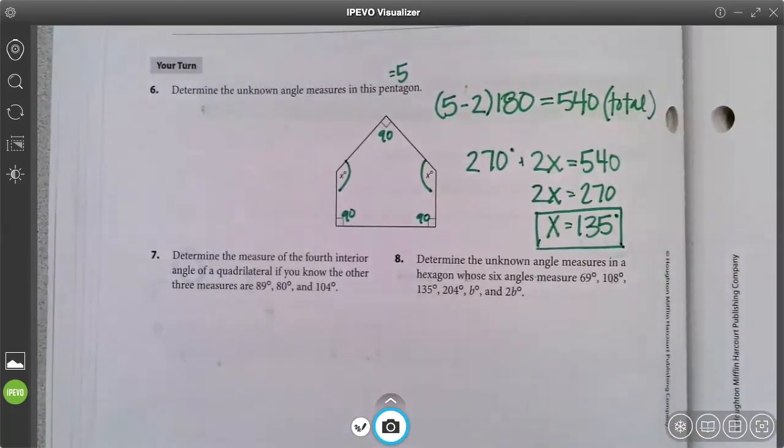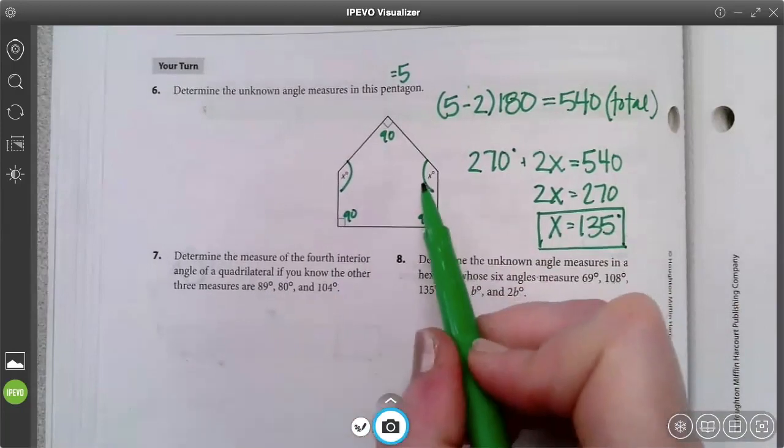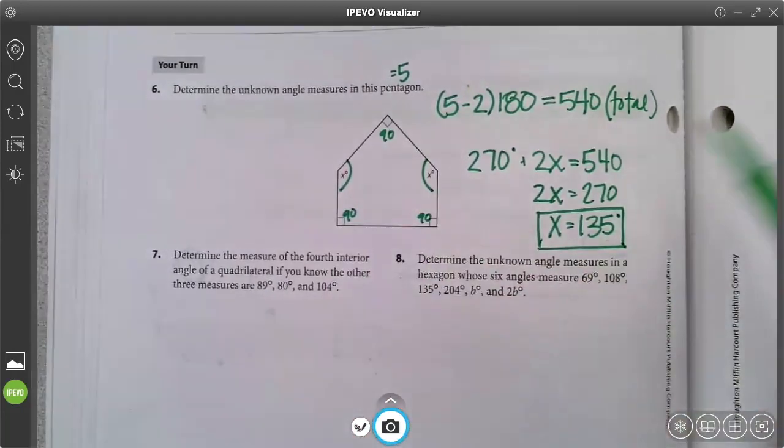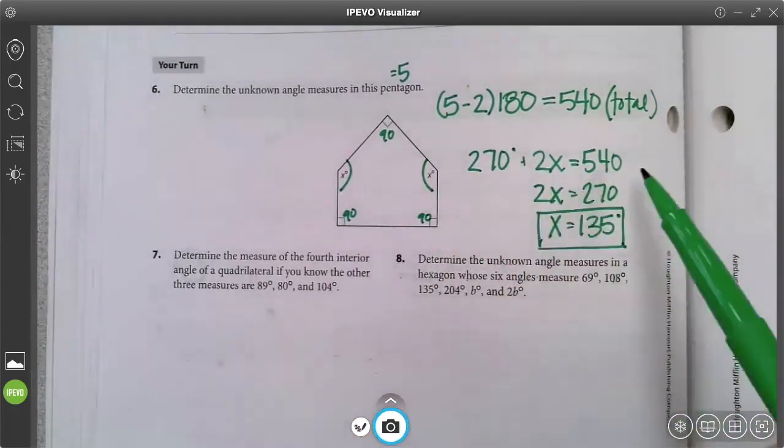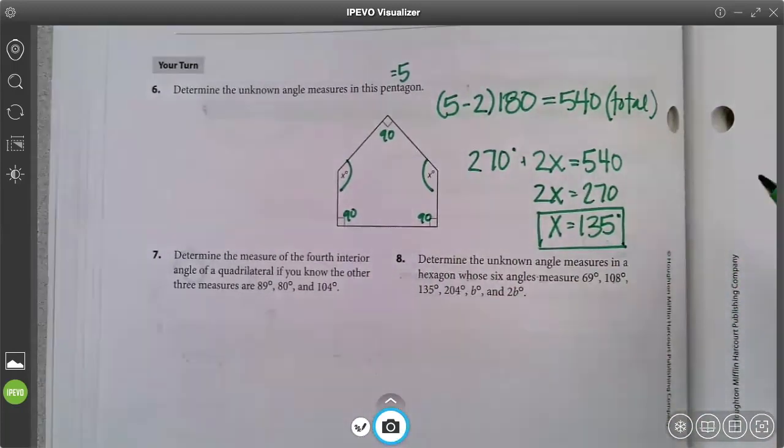Now, I probably have some folks wondering out there, well, Ms. Wright, couldn't I just subtract and see how many degrees should be left and then cut it in half? And yes, you absolutely could. You don't have to set it up like this equation. It would be the exact same steps. So if you're wondering if there is a different way to go about it, a different way to write it down, yes, as long as you're following the rules and using the correct facts from your diagram.